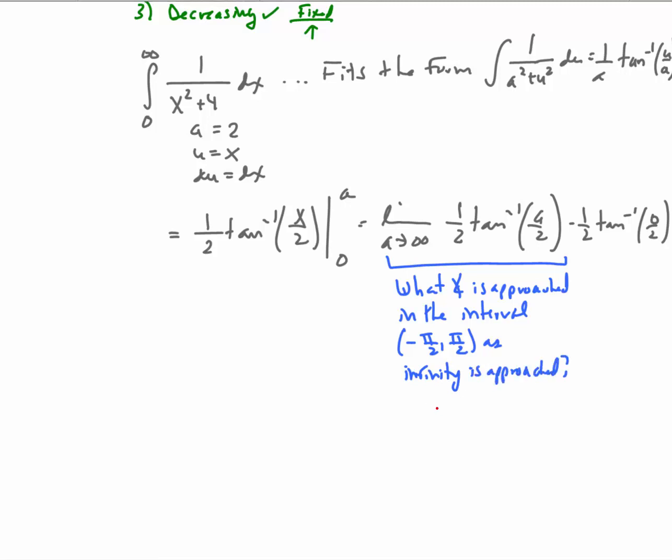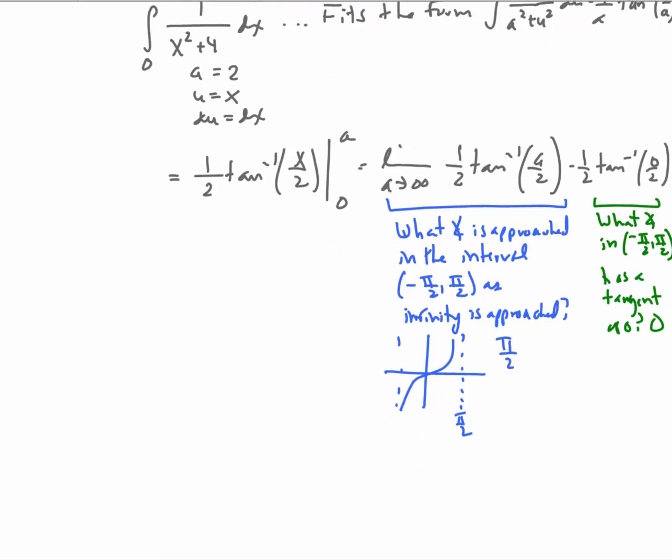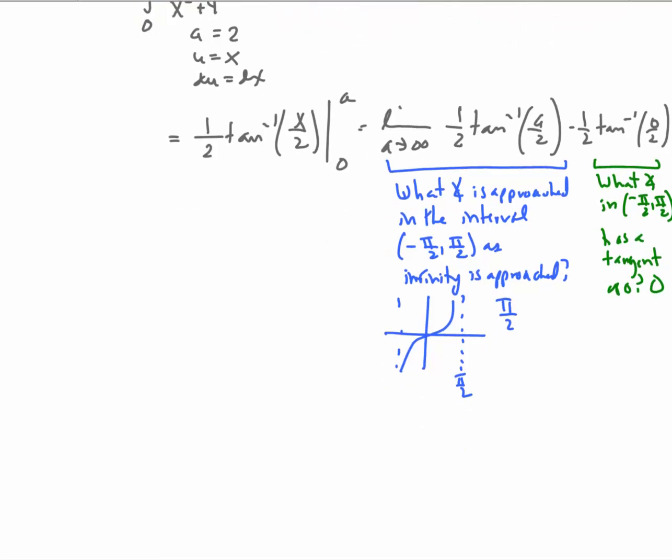And so if we think about the tangent curve, we can see that this is approaching infinity as this approaches pi over 2. So pi over 2 is my solution here. And this one over here would be what angle, this one's a little bit easier, in the interval negative to positive pi over 2 has a tangent of 0. And the answer is 0. What angle has a tangent of 0? 0 does. So plugging in, we basically get 1/2 pi over 2, which is pi over 4. Now that's not my answer. What this implies is the integral converges.